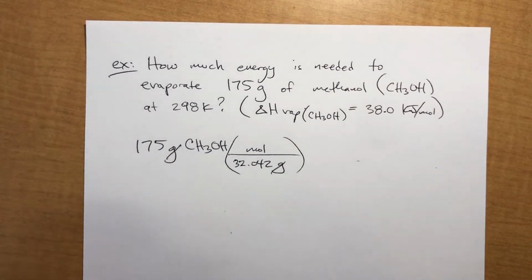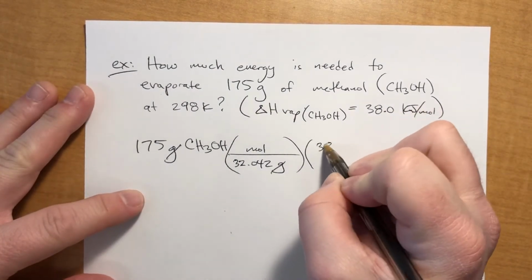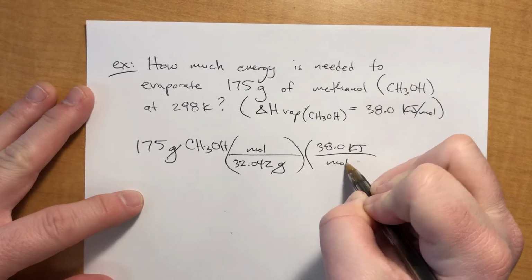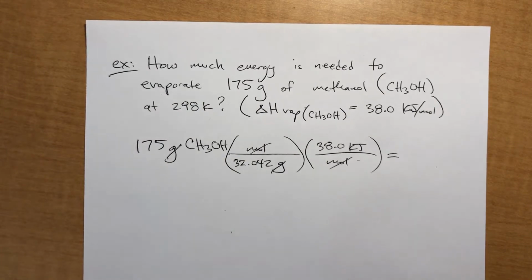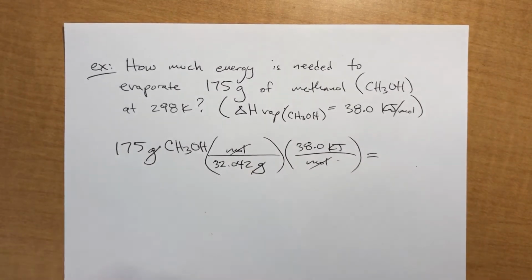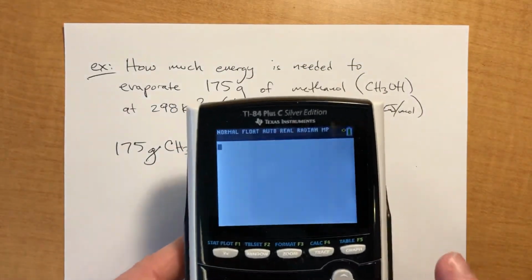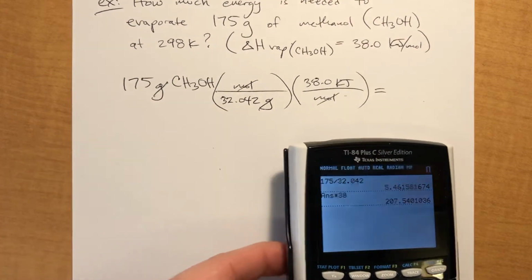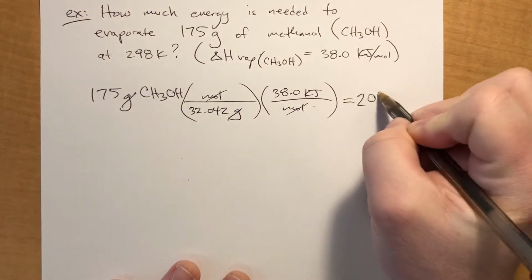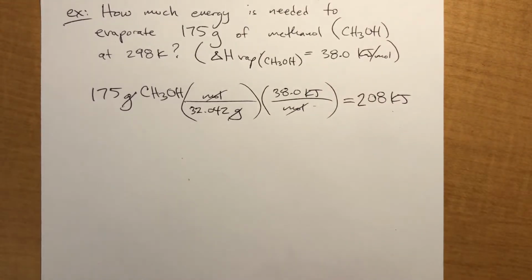I'm just going to do this all as one problem. We know from this that it takes 38.0 kilojoules per mole of methanol. So if we cancel everything out, that will give us kilojoules. And the answer comes out to, I'll show my work here, 175 divided by 32.042 times 38. I got 207.5. This has 3 sig figs, so 208 kilojoules of energy. Nothing too crazy, nothing that we haven't seen variations of before.